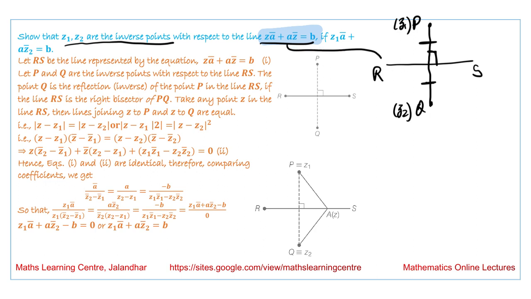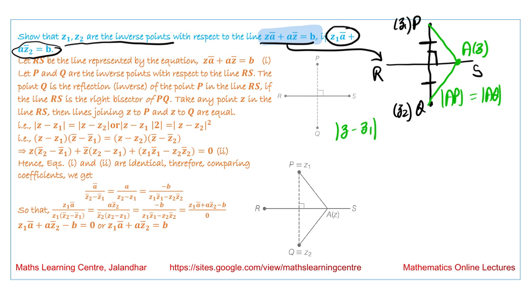The equation of this line is Z A bar plus A Z bar is equal to B. Z1 and Z2 are the two points given to us. Now we have to prove that Z1 A bar plus A Z2 bar is equal to B. To prove this result, let us consider any general point Z which lies on the line RS. If we join A and P and A and Q, the length of AP should be equal to the length of AQ.